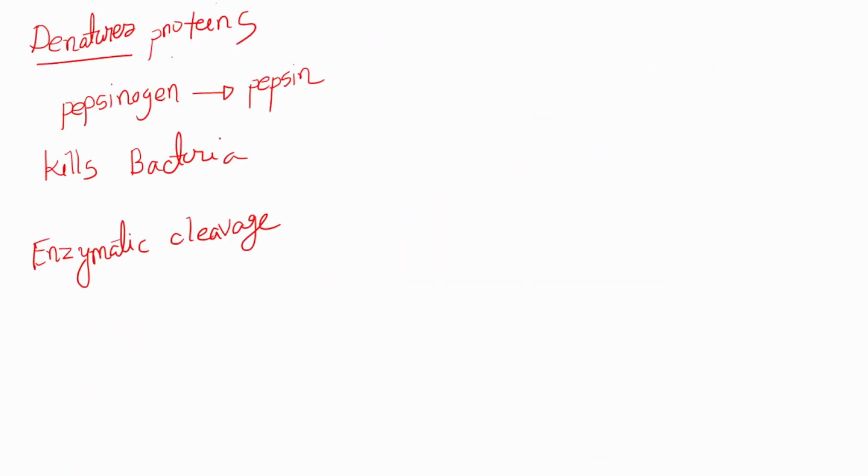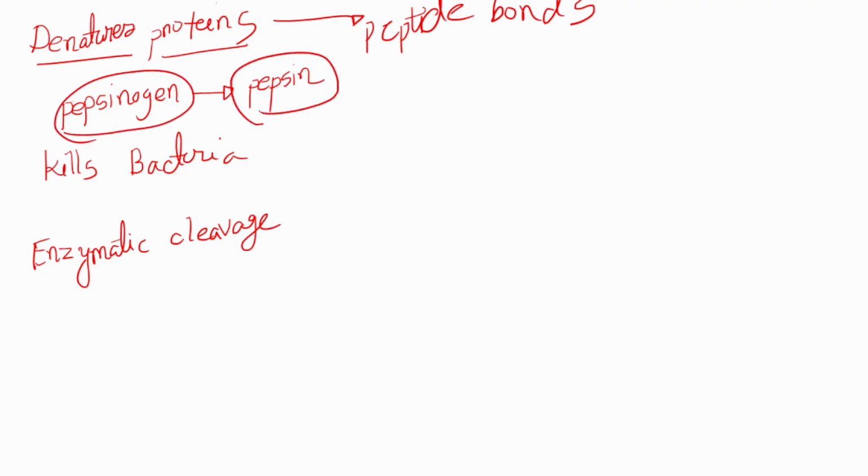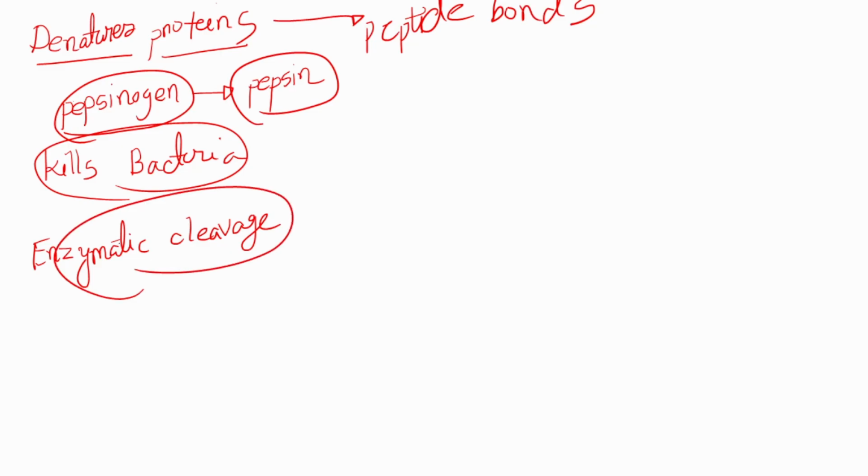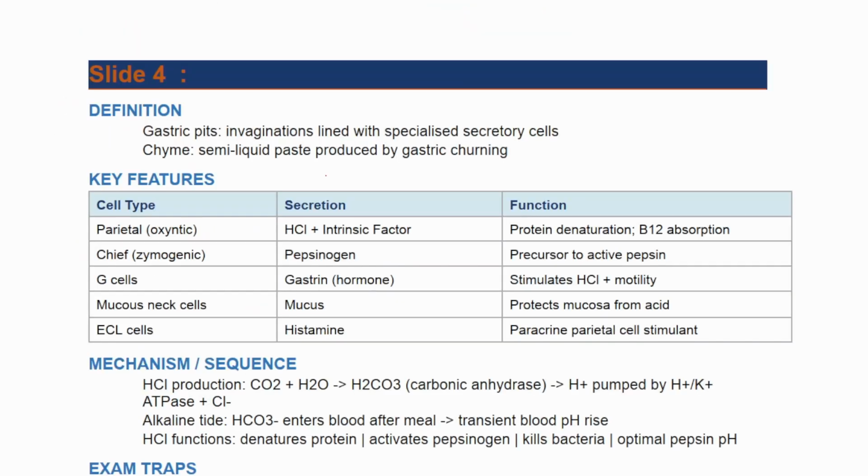This production of HCl serves multiple critical functions. It denatures protein structures to expose their peptide bonds, and it actively cleaves and activates pepsinogen into functional pepsin. It kills ingested bacteria and establishes the optimal pH for pepsin's enzymatic cleavage. As these chemical processes occur, the vigorous mechanical movement of the muscular walls mixes the food, converting it into a semi-liquid paste produced by gastric churning called chyme. Having mapped out these physiological pathways and chemical mechanisms, we will now transition directly to the explicit text definitions and core structural values listed on our anchor slide.